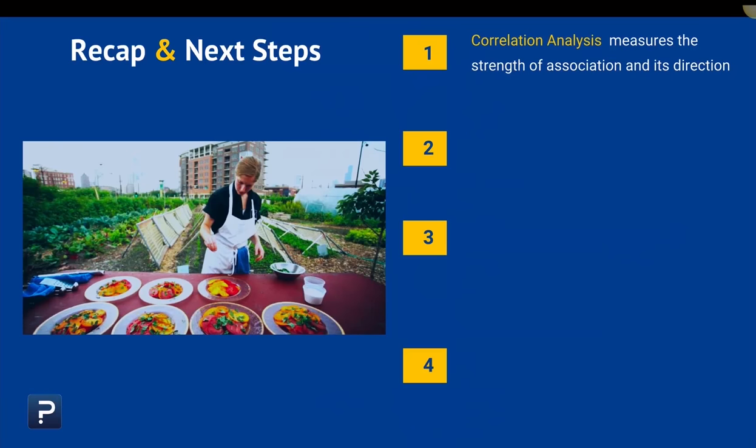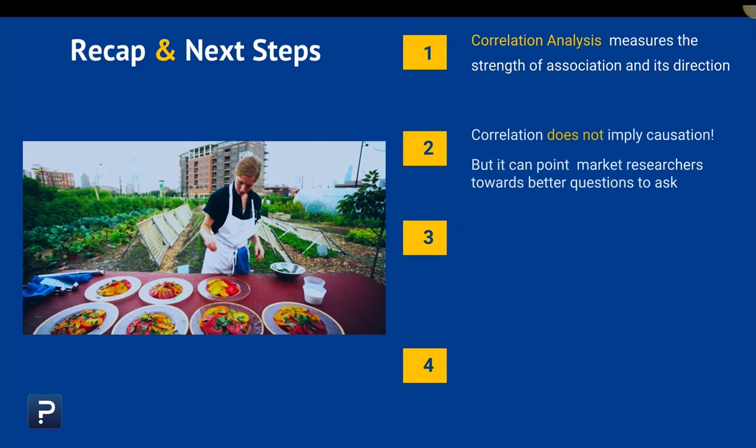So let's go ahead and recap and talk about what is next. So again, correlation analysis measures the strength of association and its direction, either positive or negative correlation. And the biggest thing that you probably should know is that correlation does not imply causation. We can say that out loud, and probably we can make a song about it if we need to, but it can point market research towards asking better questions or better questions to ask.